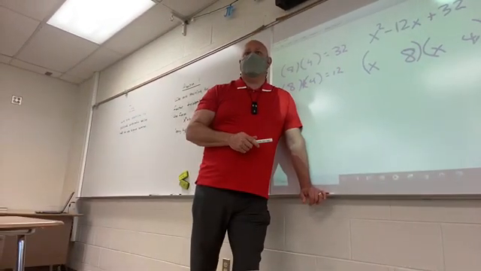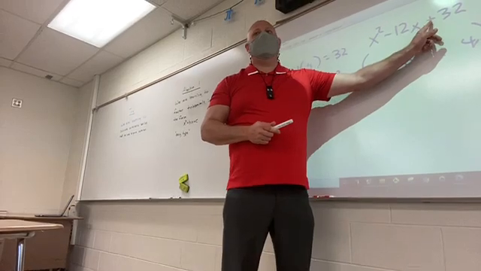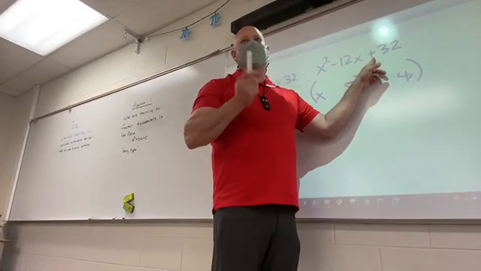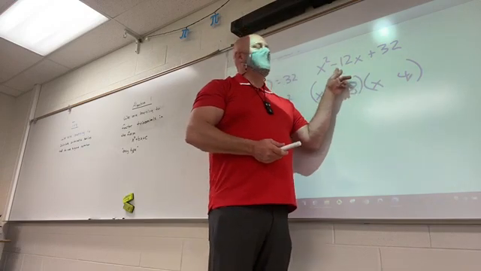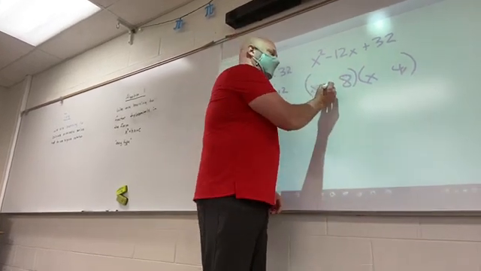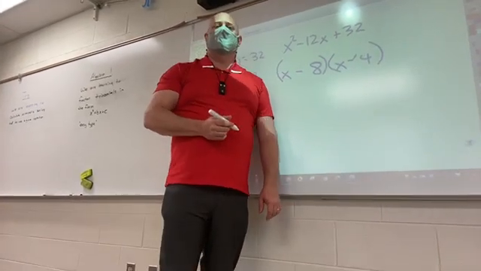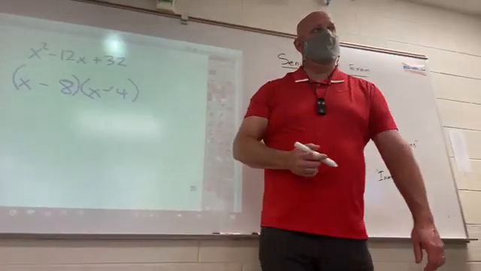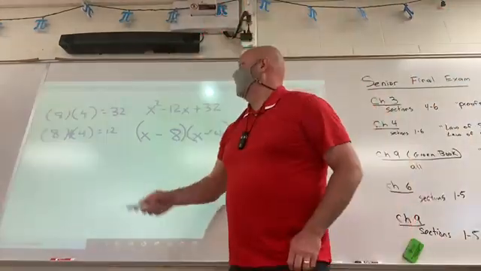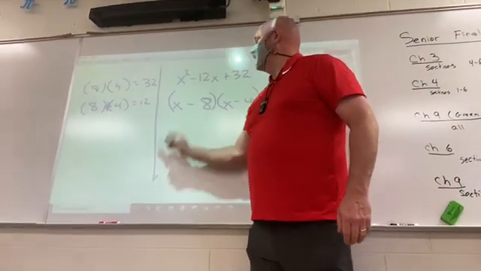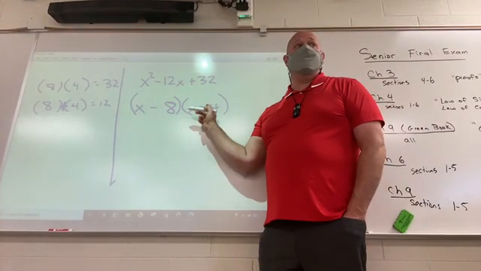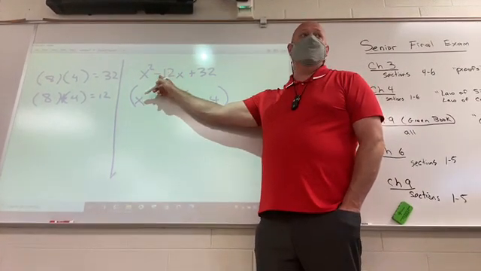Now I've got to worry about my signs. What does this sign being a positive 32 mean? That means they have to be the same. They're either both positive or both negative. This means they have to be both negative. Yes? What do you mean? Yeah, so if this is a positive, that means both of our signs have to be the same, and they have to both be negative.